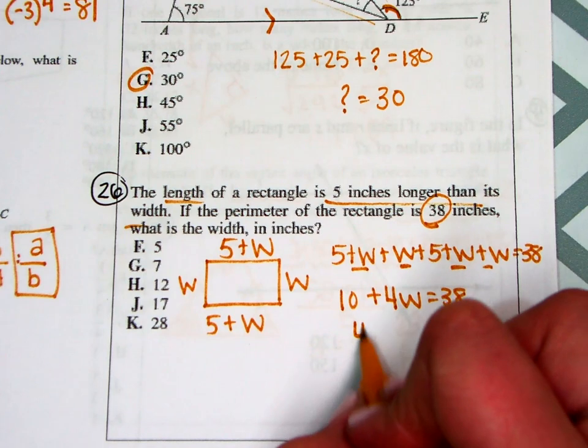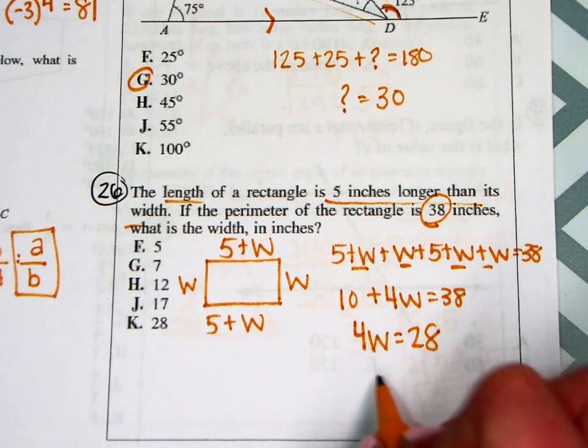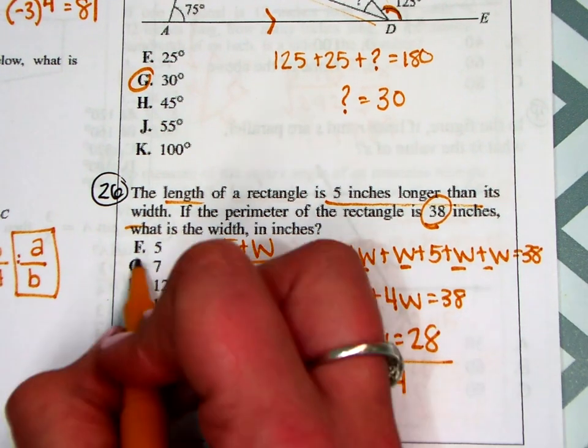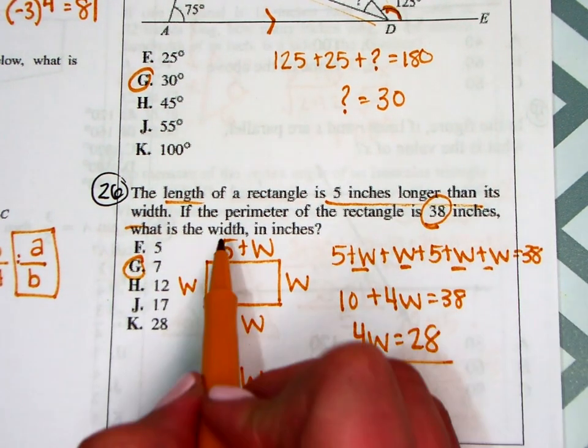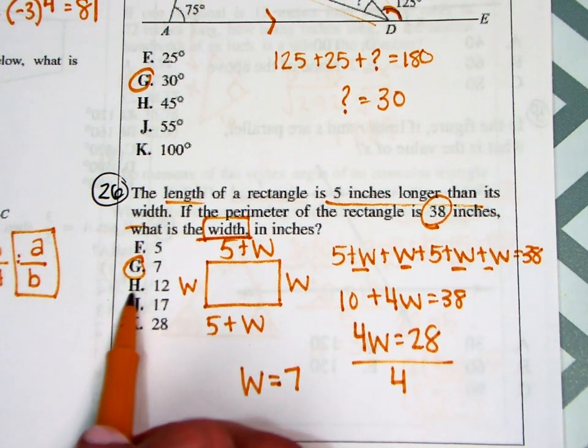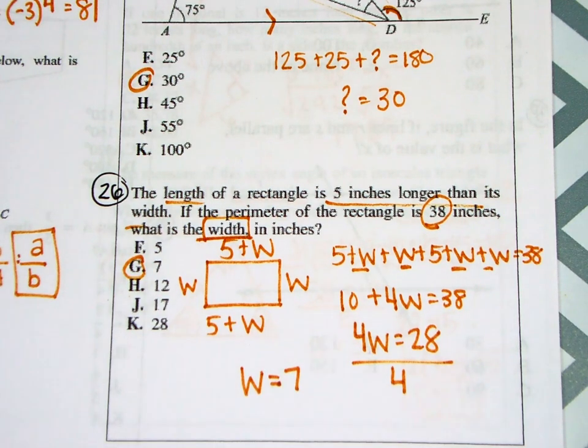Subtract 10, so 4W equals 28. Divide by 4. So the width is equal to 7. And this problem does in fact want the width, so I know that I did it correctly to get 7. If you pick 12, you've actually found the length, so be careful.